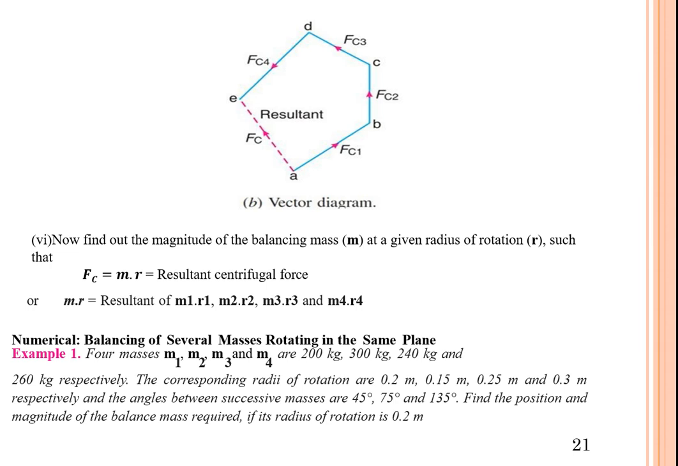Here we'll take an example of how to calculate the balancing mass which has to be added. The four masses M1, M2, M3, M4 are given as 200 kg, 300 kg, 240 kg and 260 kg. The corresponding radii are 0.2 meter, 0.15 meter, 0.25 meter and 0.3 meter. The angles between successive masses are 45 degrees, 75 degrees, 135 degrees. Find the position and magnitude of the balancing mass required if its radius of rotation is 0.2 meter.